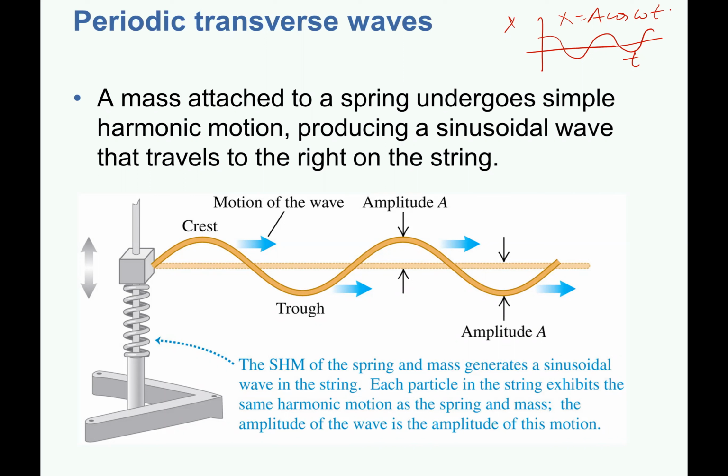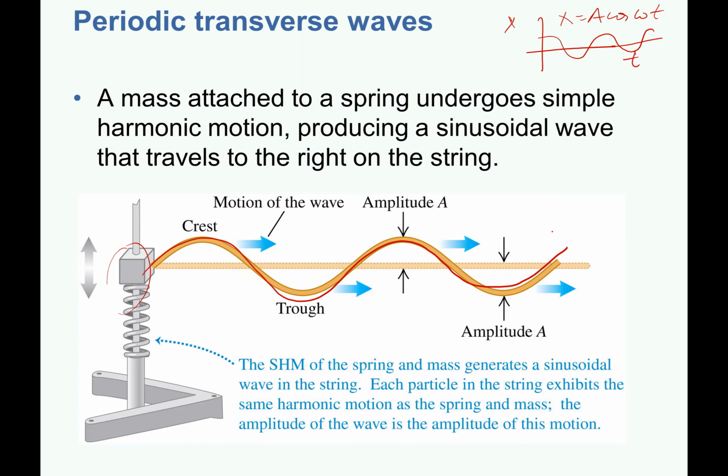In a similar way you can look at things like this. We have a string, and let's say the string is connected to some kind of oscillator. The oscillator oscillates up and down, perpendicular to the direction of propagation, and it creates a wave. The wave is then propagating to the right, perpendicular to the direction of oscillation or the disturbance. One thing you can see here is that the shape of the wave is sinusoidal.